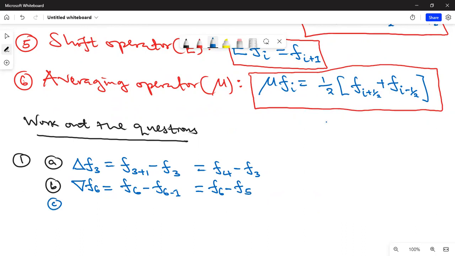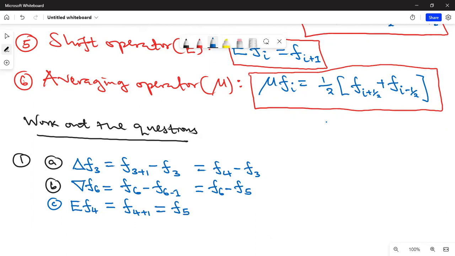Part C. What we have in part C is the shift of F4. Look at how we define the shift operator. Shift of Fi is equal to Fi plus 1. So in this case, i is equal to 4. So that would simply be F of 4 plus 1, which will give us F5, I mean.